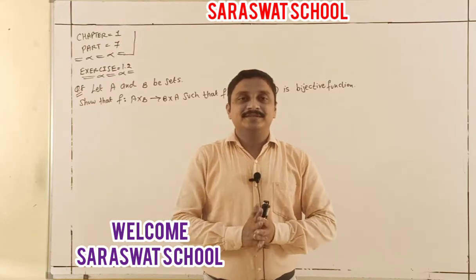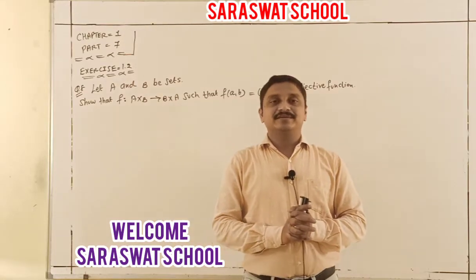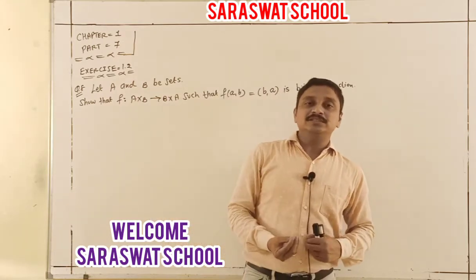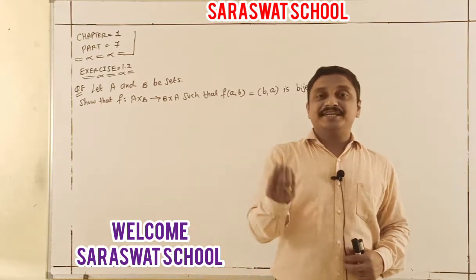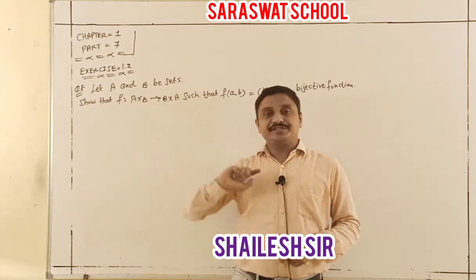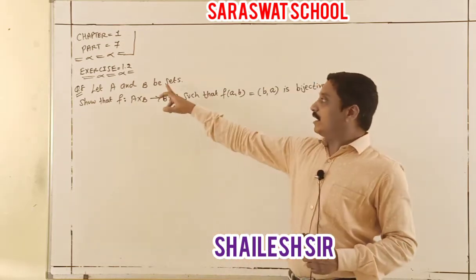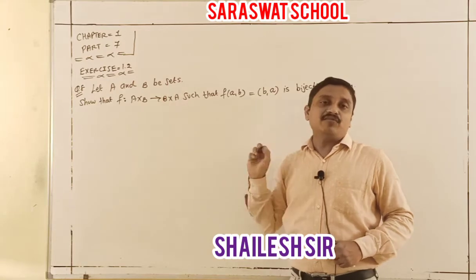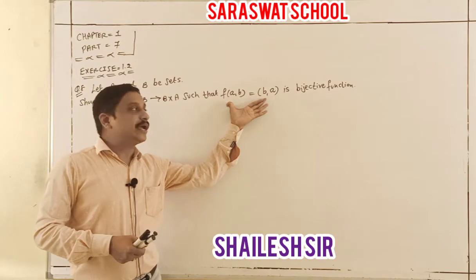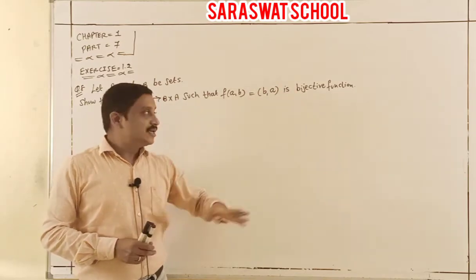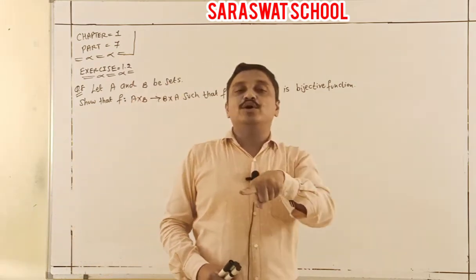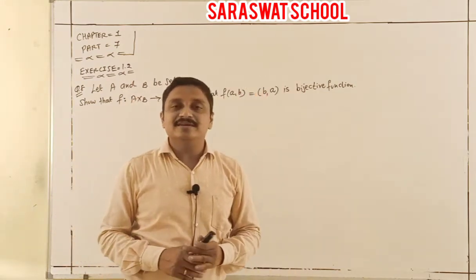Welcome students. Today I am going over the function chapter, injective and surjective, that is one-one and onto functions, and bijective type questions in exercise 1.2, question number 8. The question says: let A and B be sets, given that f from A cross B to B cross A and f of (a, b) is equal to (b, a) is a bijective function. Yes students, bijective means it is both one-one and onto, that is injective and surjective.